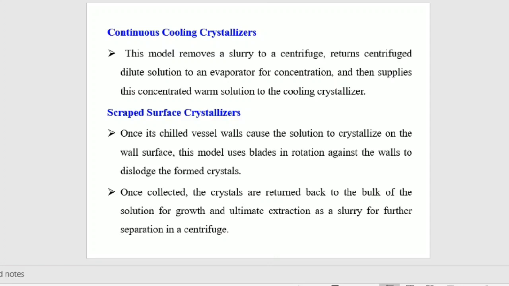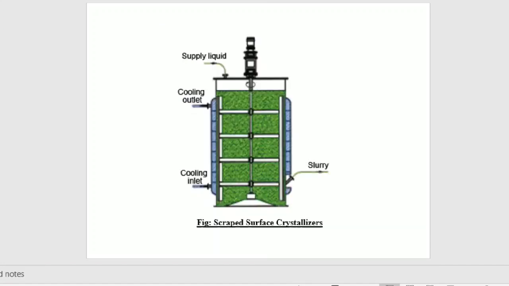Now scraped surface crystallizers. It contains chilled vessels. It causes the solution to crystallize on the wall of the surface, using blades in rotation against the walls to dislodge the formed crystals. Once collected, the crystals are returned back to the bulk of the solution for growth and ultimate extraction as a slurry for further separation in the centrifuge. This is a scraped surface crystallizer used among the industry.